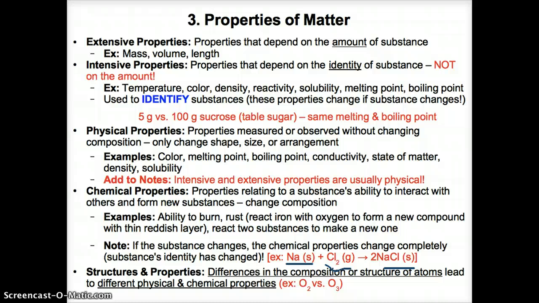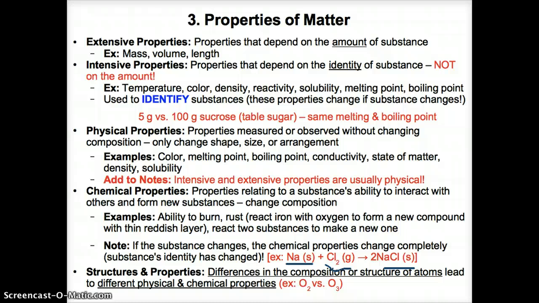Well, the difference in properties between sodium chloride stability at the end and the individual properties of the elements you started with is due to the fact that the substance's identity has changed. Basically, if you have a different substance, you'll have different chemical properties, including the ability to react. The last thing you should know here is there's a relationship between the structure of atoms and properties.